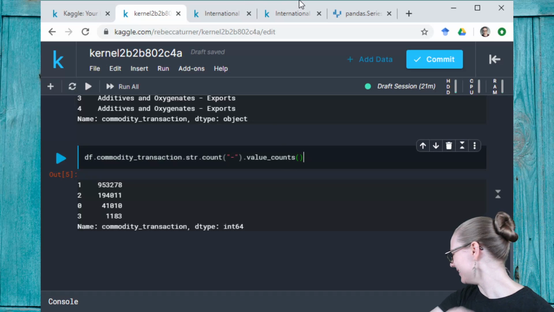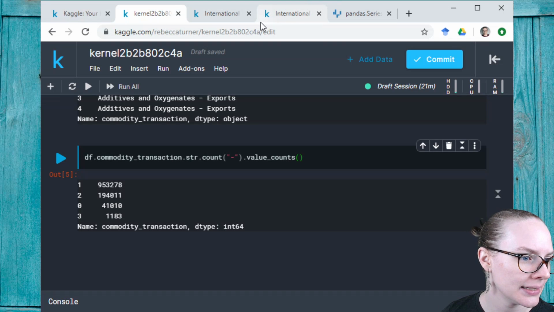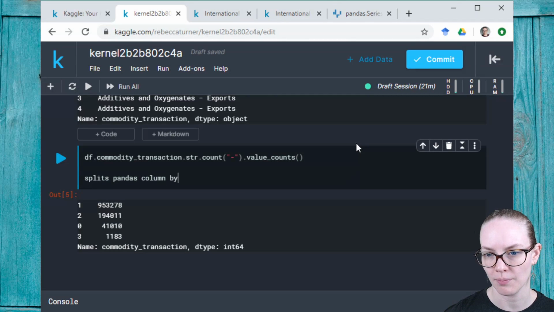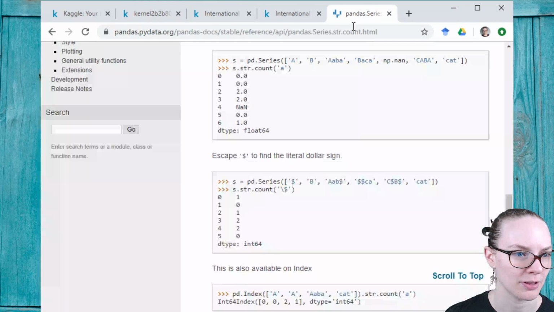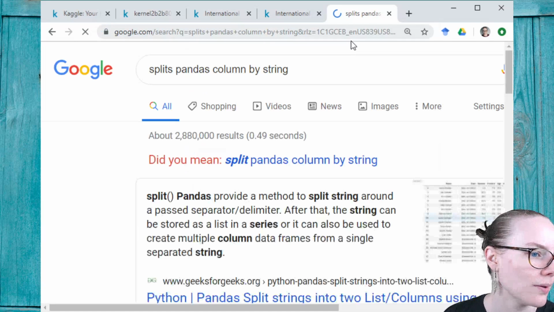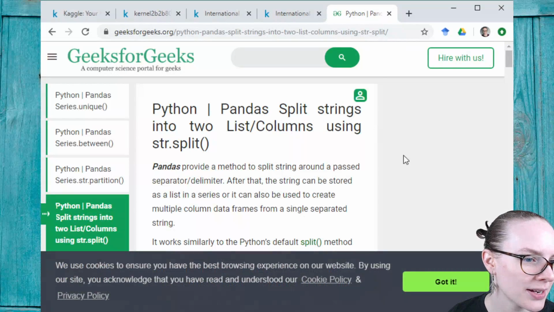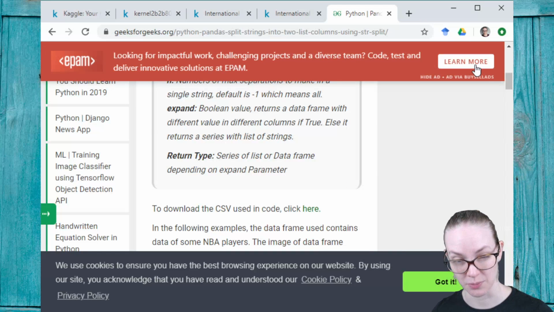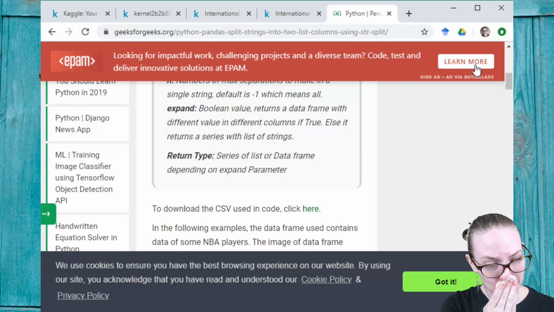Is there an easy way to quickly split, what do I want to do? I want to split pandas column by string. Yeah, I think that's probably the best search term, and will hopefully get me kind of close. That'll work. Split strings into two lists/columns using str.split. Can I split it into more than two?